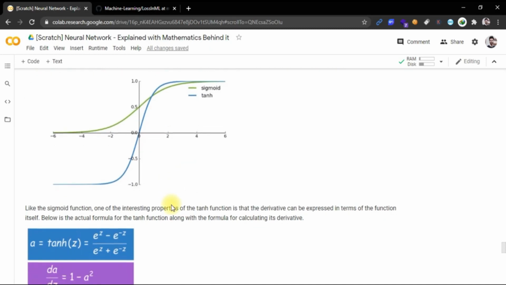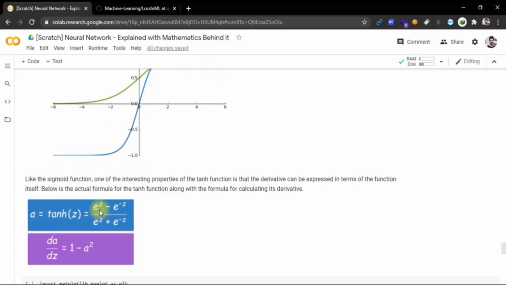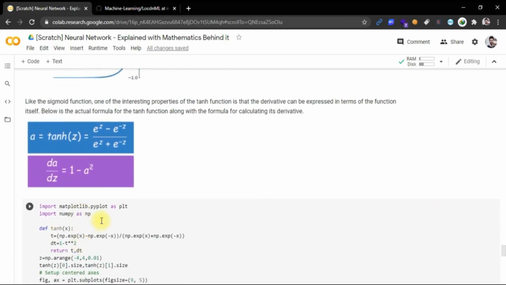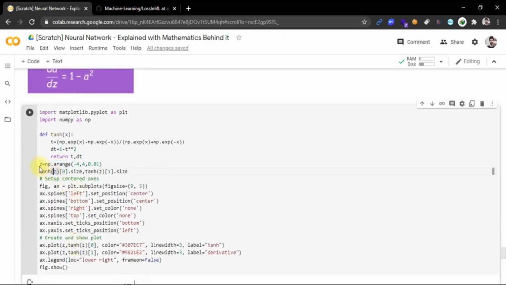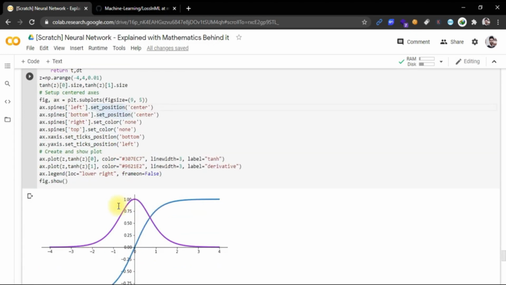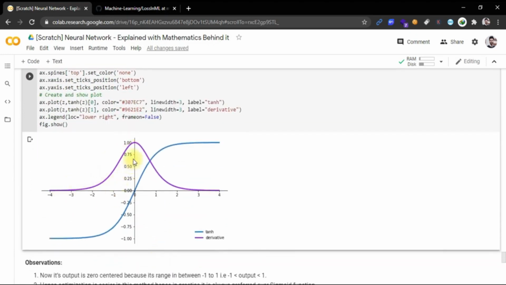Like the sigmoid function, one of the interesting properties of the tanh function is that its derivative can be expressed in terms of the function itself. This is the tanh function and this is the derivative of tanh. You see that the derivative of tanh is also a function of itself. So this is the way we can calculate the tanh and its derivative, return those, and make a graph of them by calculating the tanh on the values. This is the tanh graph, and this is its derivative graph.